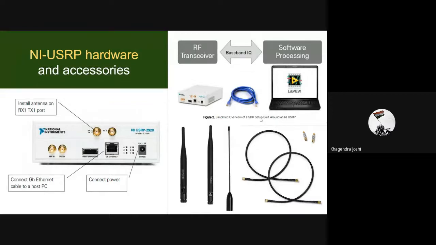So this is NI USRP hardware and accessories. What all accessories you will be needing while working on NI USRP? So you can see this is a USRP, USRP 2920.